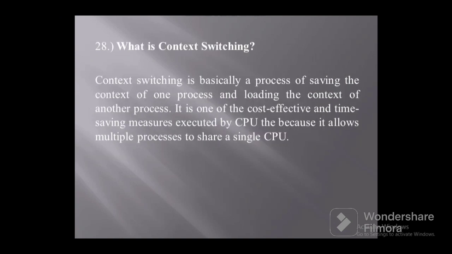The 28th question is, what is context switching? Context switching is a process that will save one context of a process and load another context of a process. In this, the time gets saved, and multiple processes share a single CPU, like multiprocessing is happening, right? As the definition suggests, context switching is basically a process of saving the context of one process and loading the context of another process. So this is what context switching is.